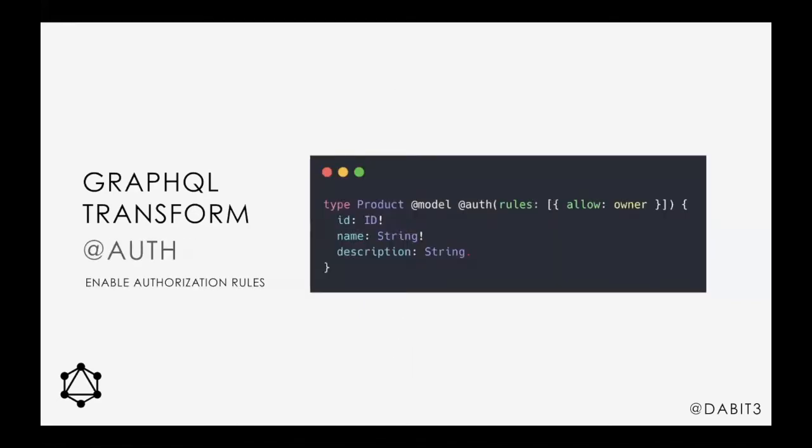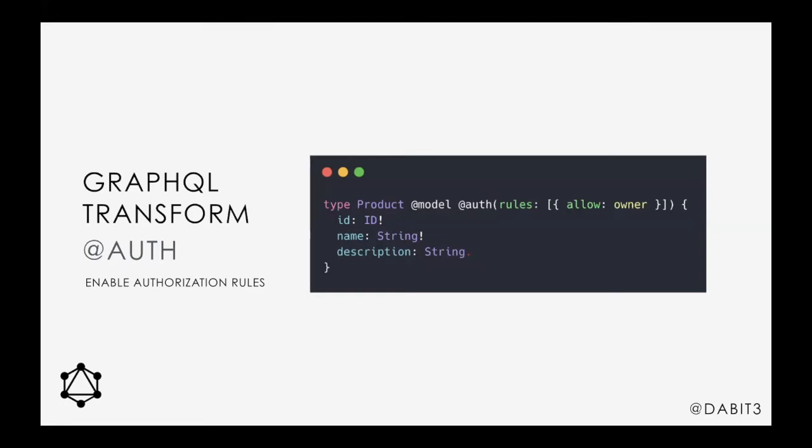@auth allows you to enable authorization rules. So let's say that we wanted to have a product, but we wanted to only allow the person that created this product to be able to update or delete it. I believe using this directive as I have it now would only allow the owner to read it as well. But we'll look at multiple authorization functionality. And actually a type of product might not be the best example. Maybe you could think of a type of post, like a blog post.